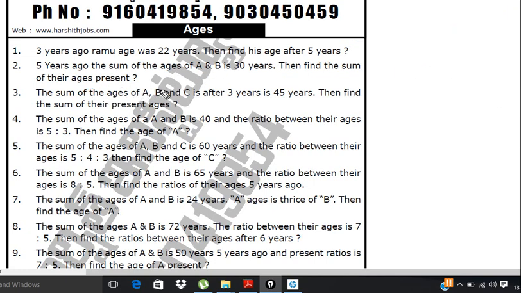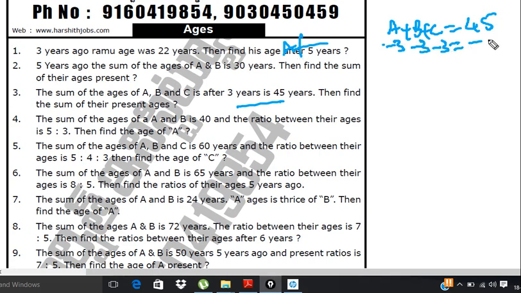The sum of the ages of A, B, C is 3 years. The sum of the ages of A, B, C after 3 years is 45. Means A plus B plus C equal to 45 years. This is after 3 years. Means for their present ages, minus 3, minus 3, minus 3, this minus 9. So minus 9 means 36 years, their present ages.